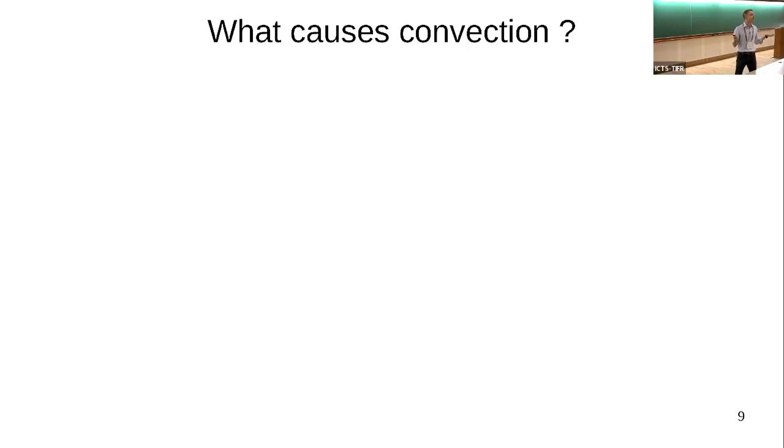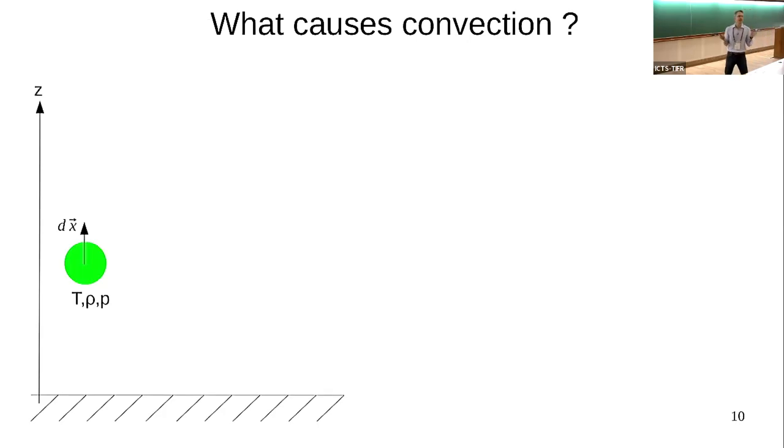We have to start somewhere, so let's start step by step. Let's just take a parcel of air somewhere. It has a temperature T, a density rho, and a pressure P. Let's assume it's still. So we are in a stratified flow, it's not moving. I'm going to force it to move upwards with a certain displacement dx. And the question is, what happens then?